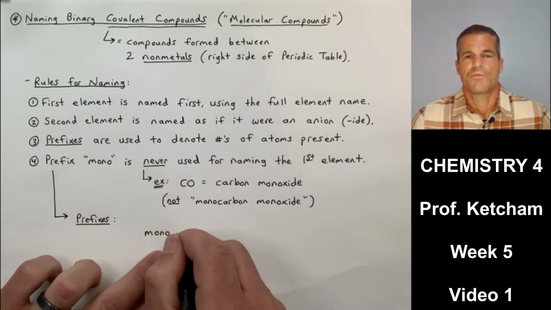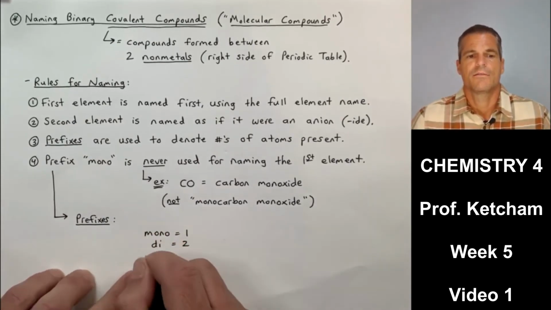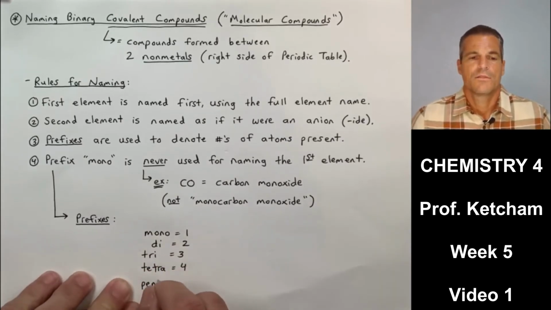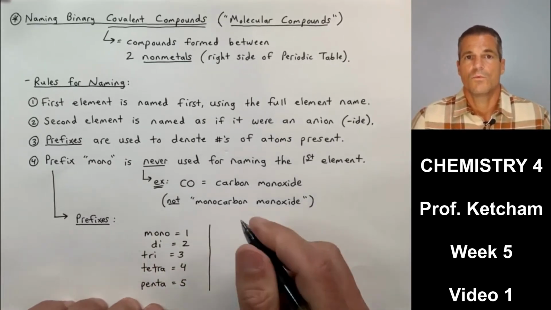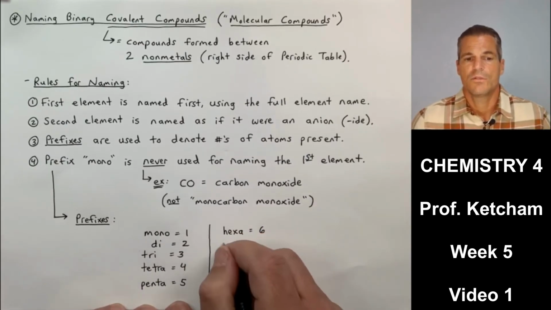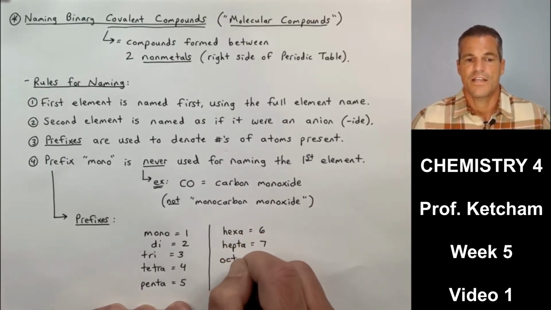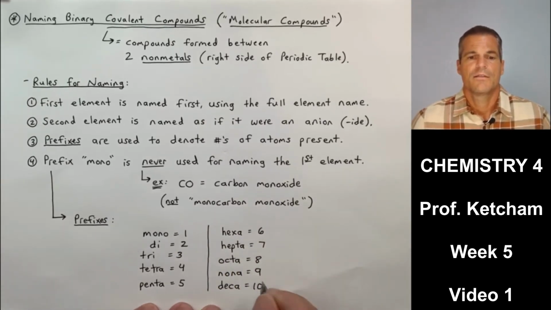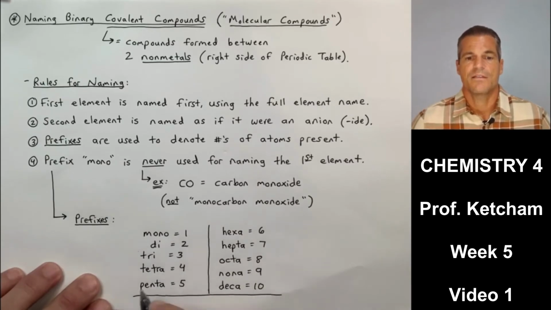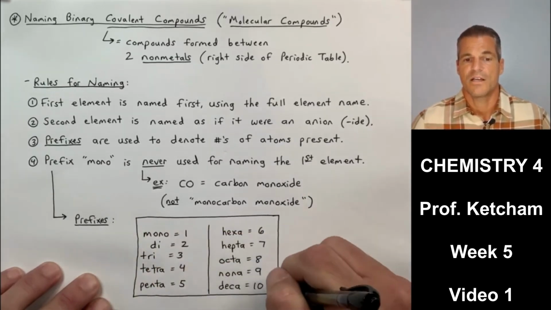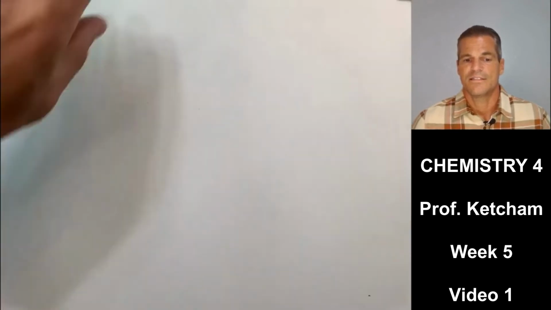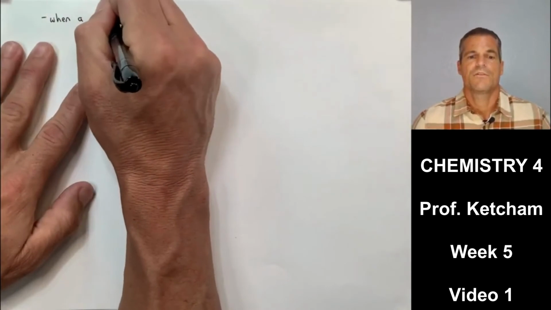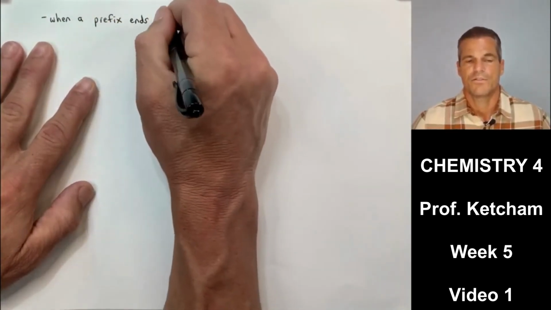And we'll learn about dropping one of those O's in just a second. So, prefixes. All right, what are they? We'll do 1 through 10. Mono, 1. Di, 2. Tri, 3. Tetra, 4. Penta, 5, like the pentagon. Hexa, 6. Hepta, 7. Octa, like an octagon, 8. Nona is 9. And deca is 10. All right? So those are the 10 prefixes you should know.